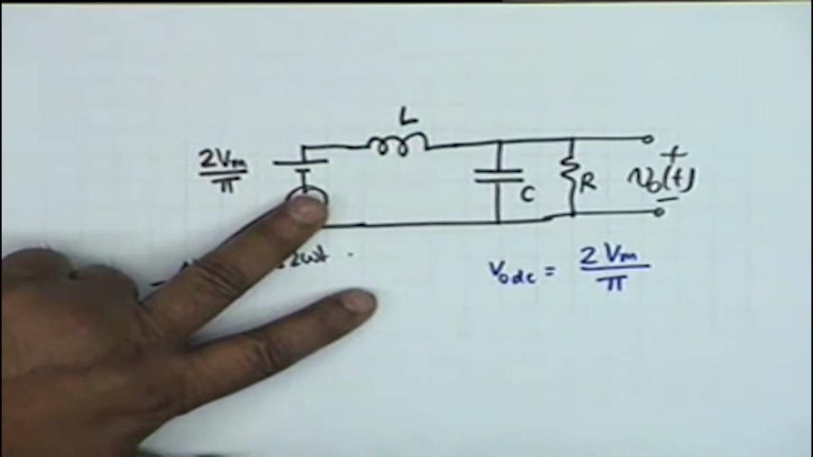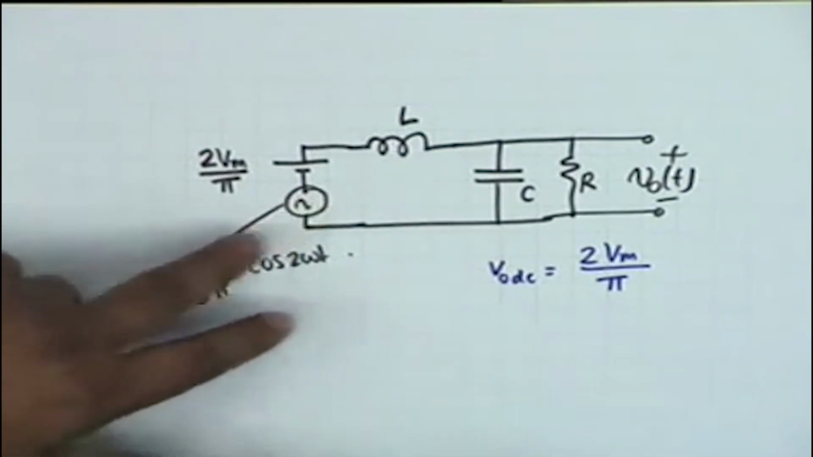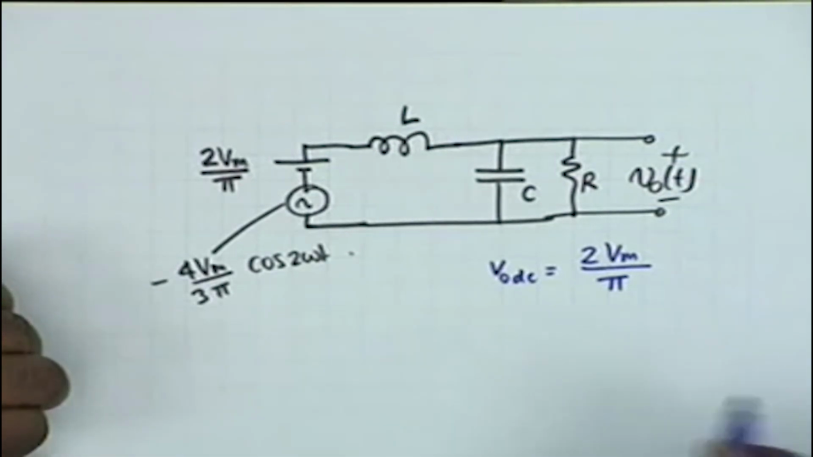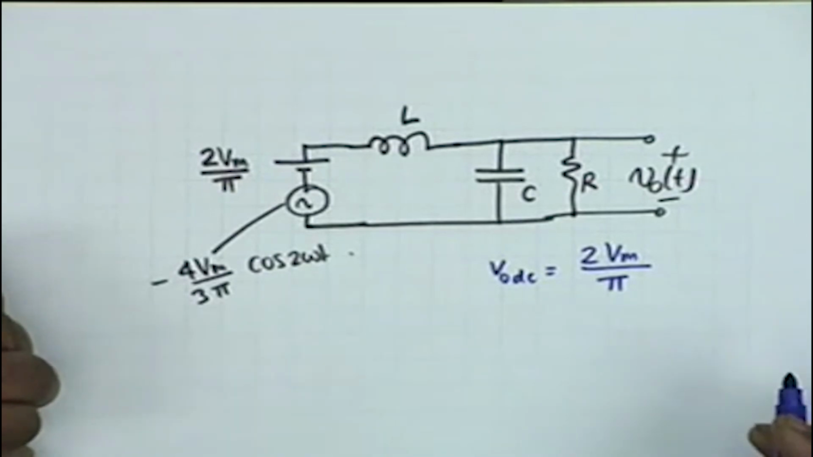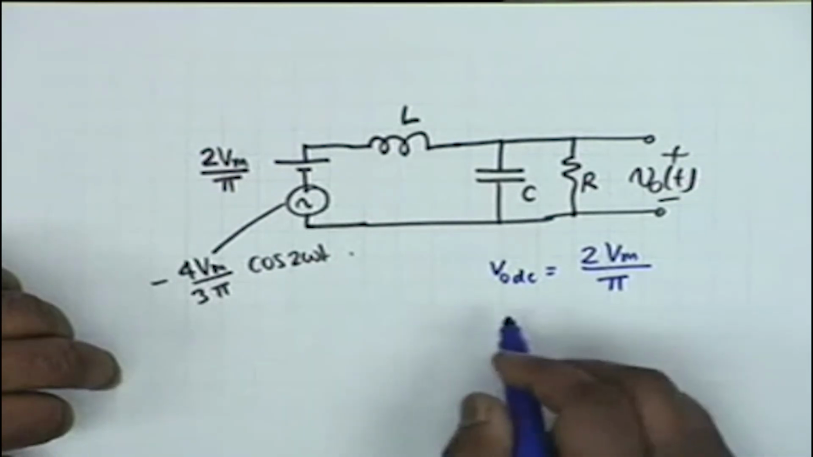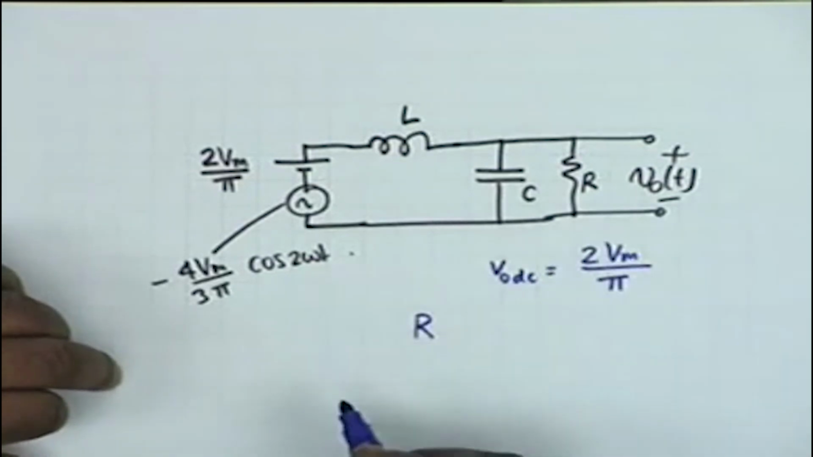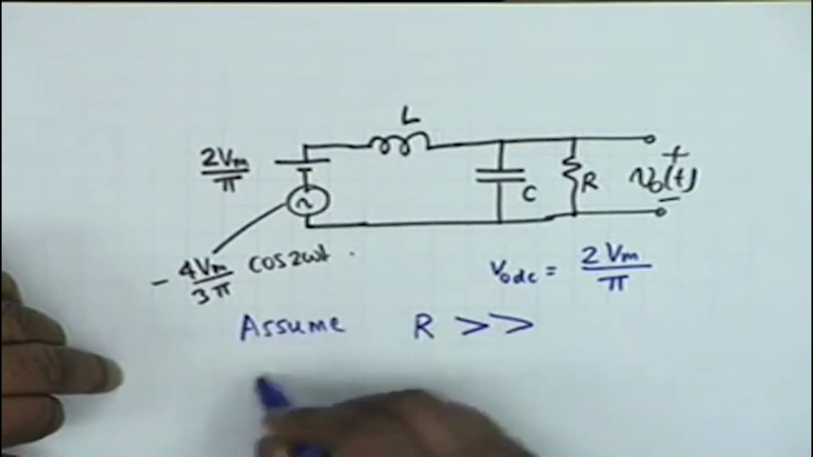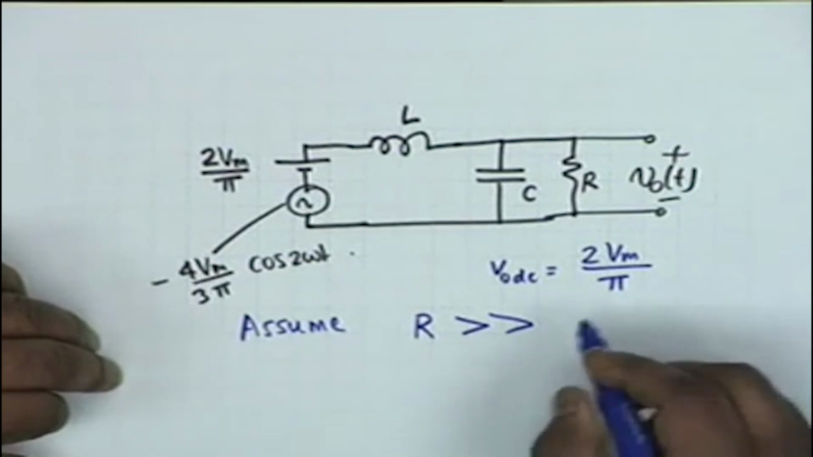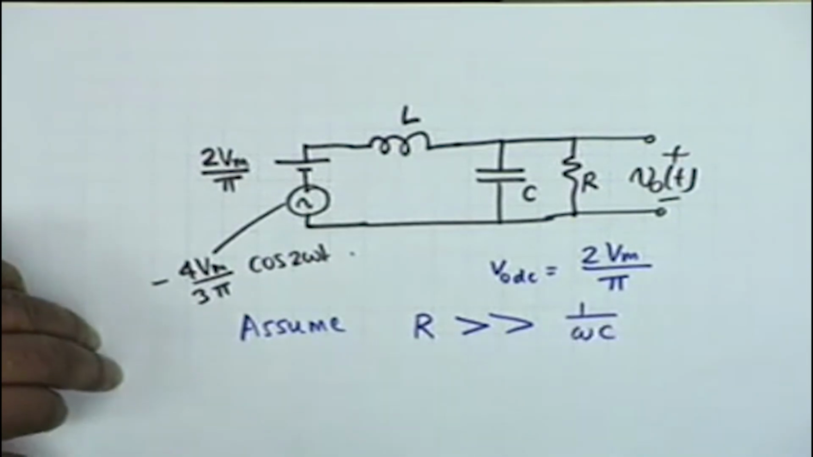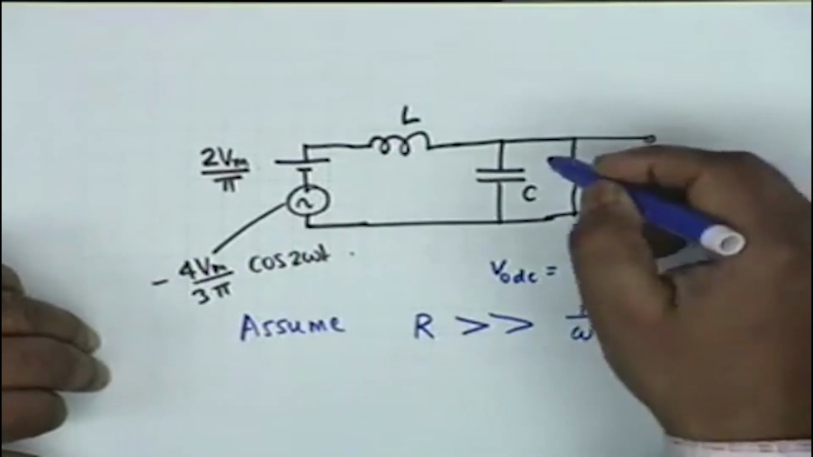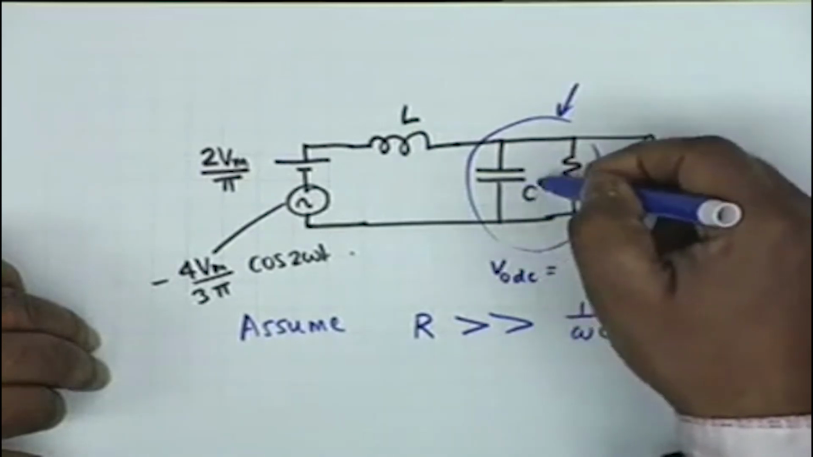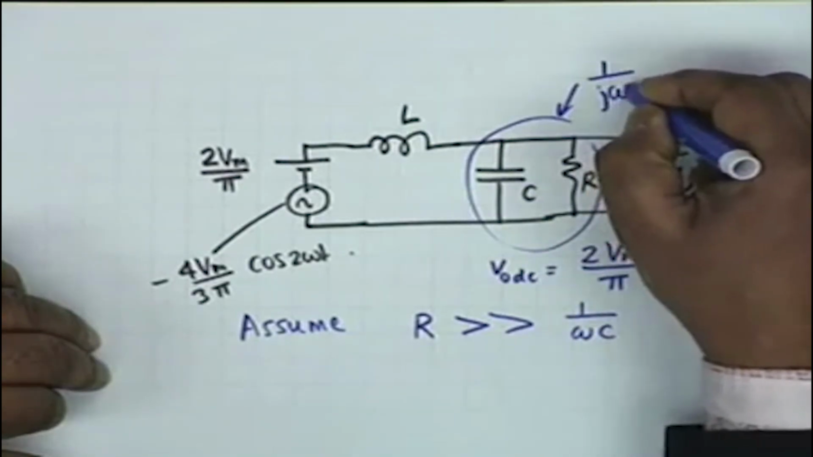It is the AC component that we are concerned with. Now for AC analysis we make several simplifying assumptions which are true in practice. One is that capital R, the load, is much larger. Assume that capital R is much larger than 1 by omega c. What does it mean? It means that the effective impedance of this shunt is determined by C only, and therefore this impedance is 1 by j omega c.